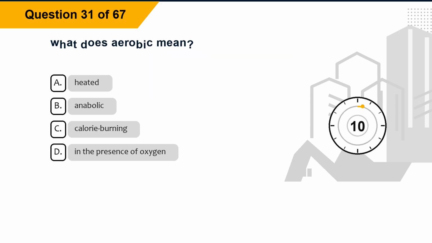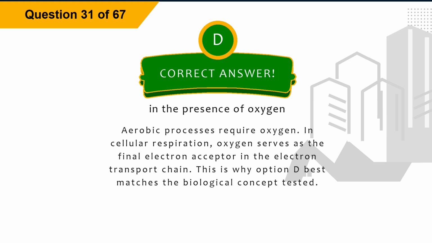Question 31. What does aerobic mean? Option A, heated. Option B, anabolic. Option C, calorie burning. Option D, in the presence of oxygen. The correct answer is option D, in the presence of oxygen. Explanation. Aerobic processes require oxygen. In cellular respiration, oxygen serves as the final electron acceptor in the electron transport chain. This is why option D best matches the biological concept tested.